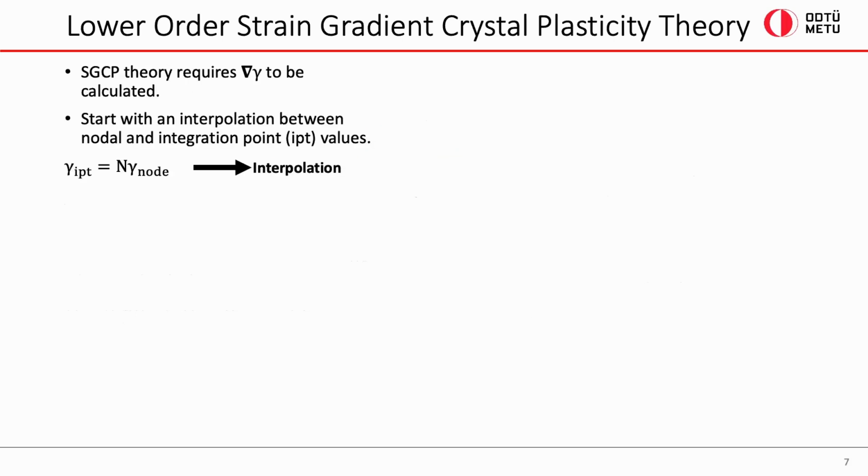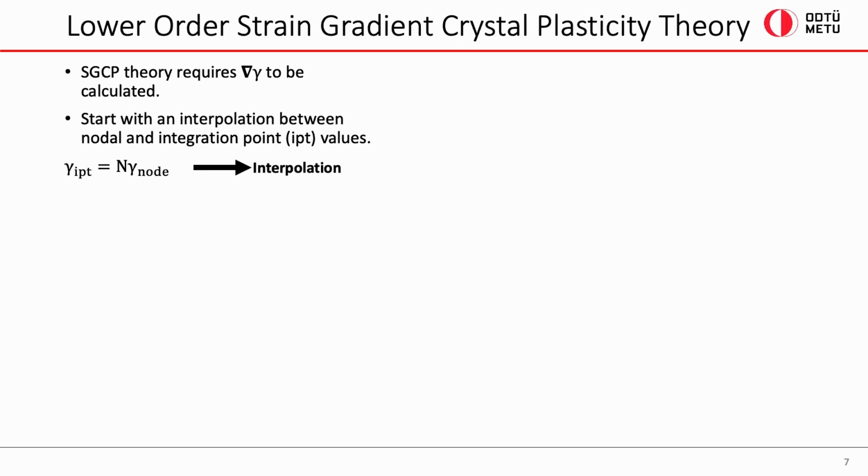So to start off, we know the plastic slip at the integration points. The IPT corresponds to integration points. And using simple finite element operations, we can extract plastic slip from nodes to the integration points using shape functions. However, we don't know the nodal values of these yet. But let's start with this equation anyway.